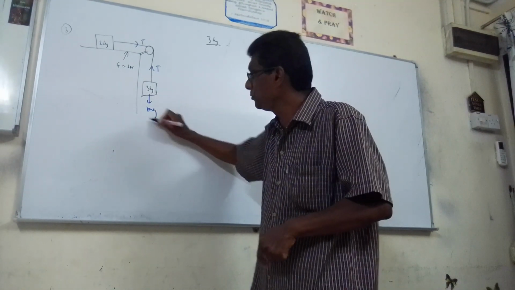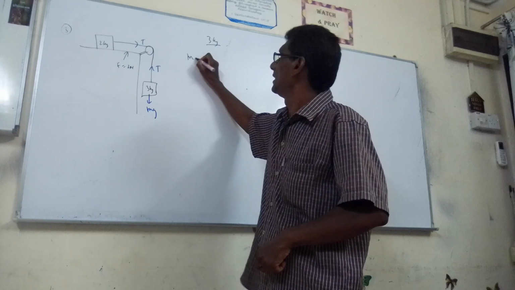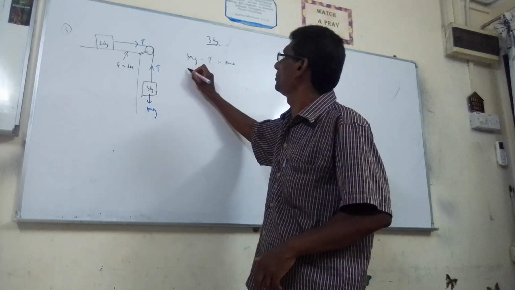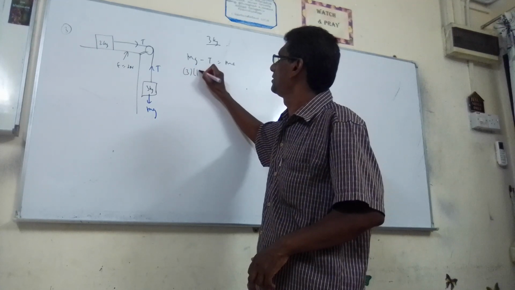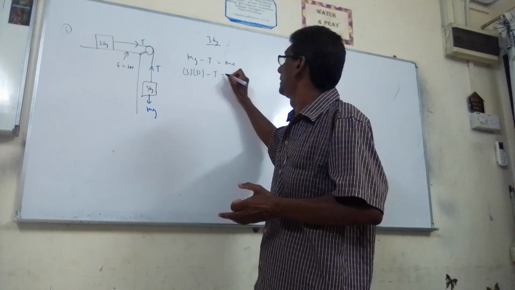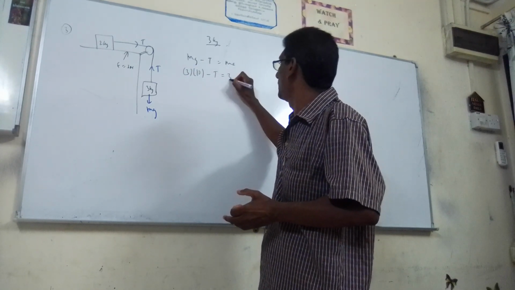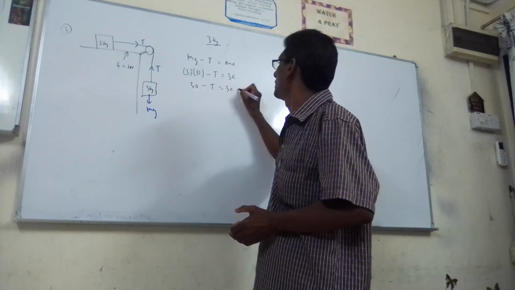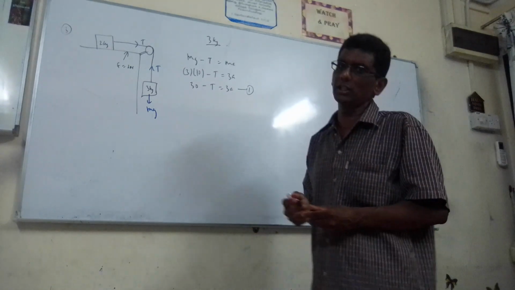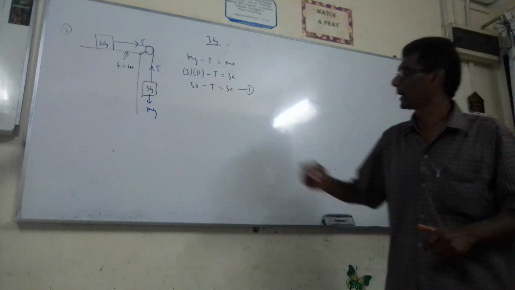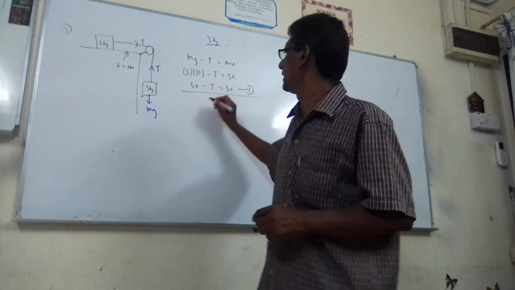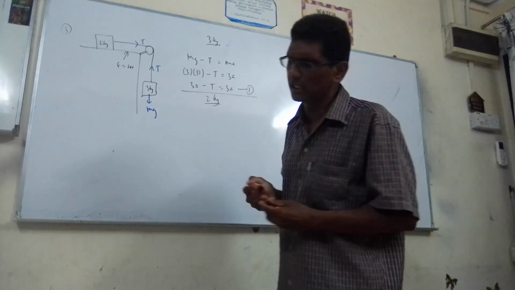The 3 kg is moving down, so moving down means mg. mg is greater than T, so mg minus T equals ma. m equals 3, g equals 10, so 30 minus T equals 3a. This is equation number 1.